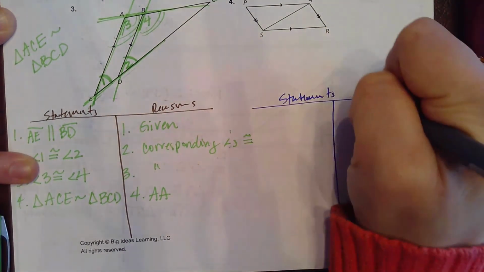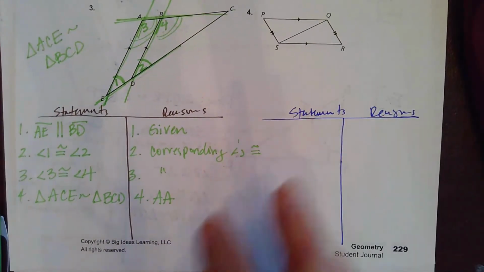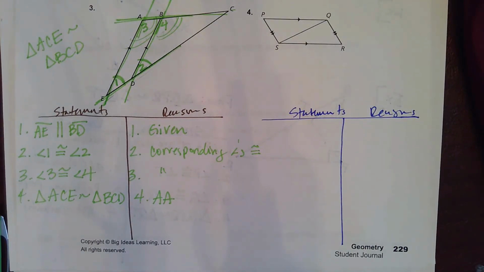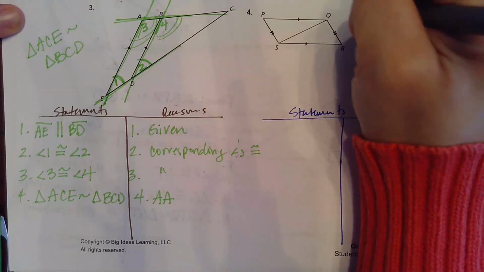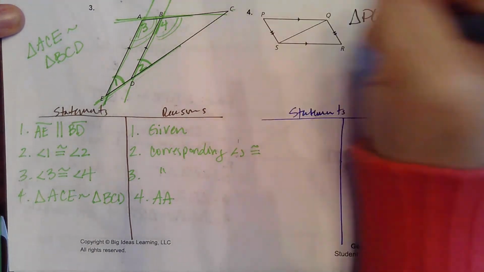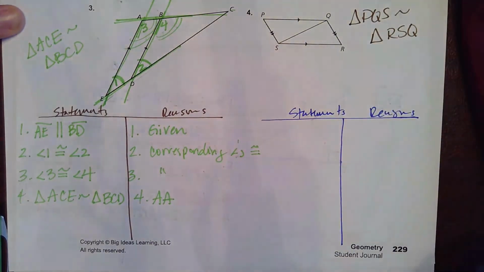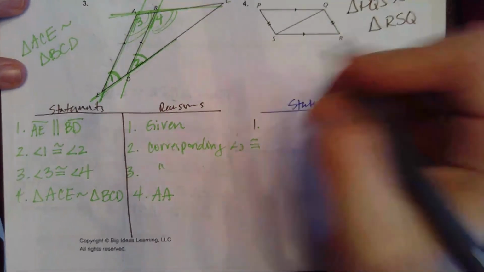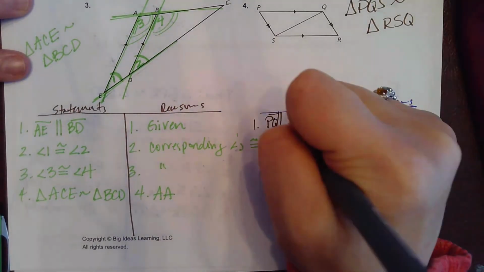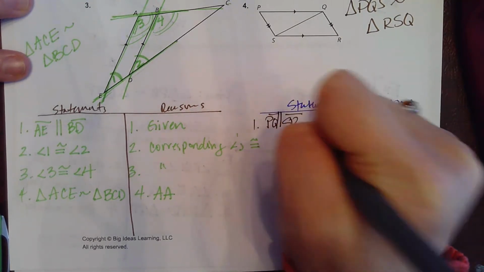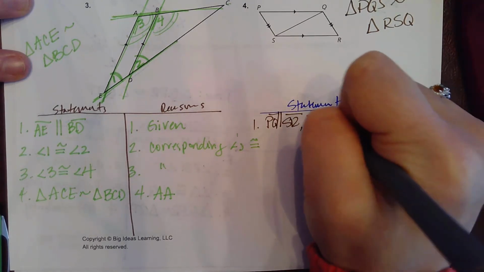All right, number 4, similar, right? We've seen stuff like this before. So again, our goal is to be able to prove that these triangles are similar. So the two triangles we're talking about are triangle PQS, which is the top one, is similar to triangle RSQ. All right, so let's start. Well, we were provided that PQ is parallel to SR, and we were given that PS is parallel to QR.